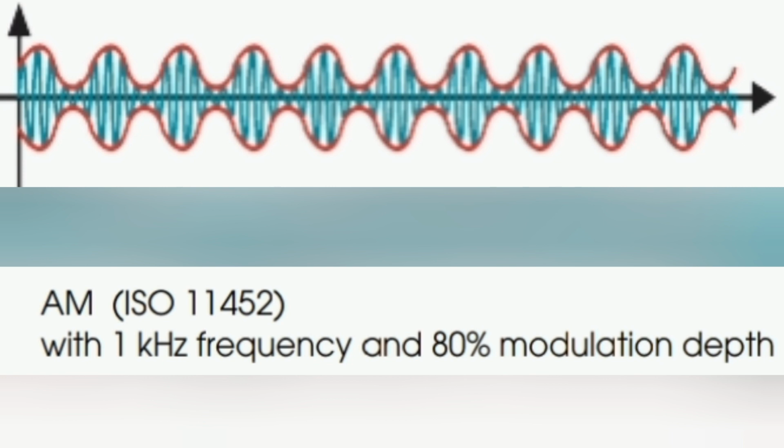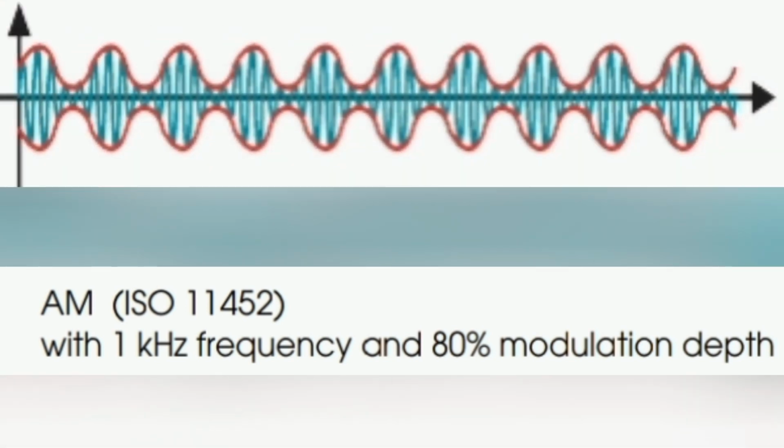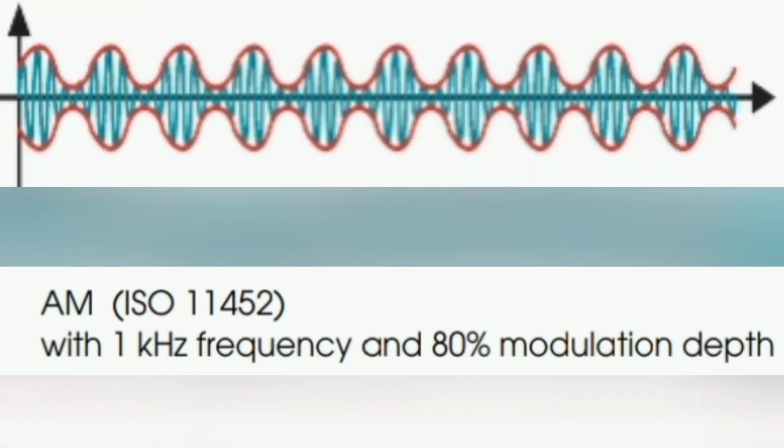ISO 11452 specifies a conducted voltage test method and procedure for determining the immunity of electronic components of passenger cars and commercial vehicles. Amplitude modulation with 1 kHz frequency and 80% depth, we use this type of amplitude modulation in this test.